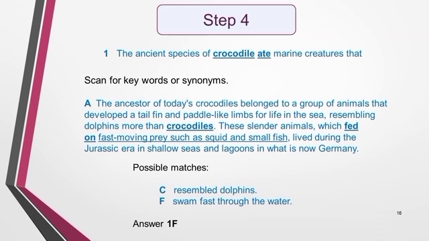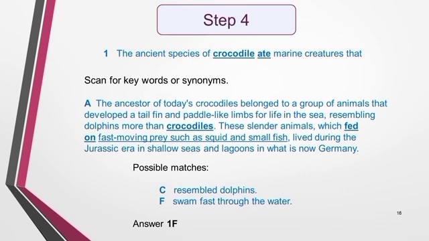I go to sentence 1 and scan for the key words I highlighted earlier, which were crocodile and ate, thinking about possible synonyms as I do so. I find both crocodile and fed on, a close match to ate, in the second sentence of section 1. I now have the location of the answer, so I go back to the list of sentence endings and reread the ones I've selected as possible answers. They are C, resembled dolphins, and F, swam fast through the water.